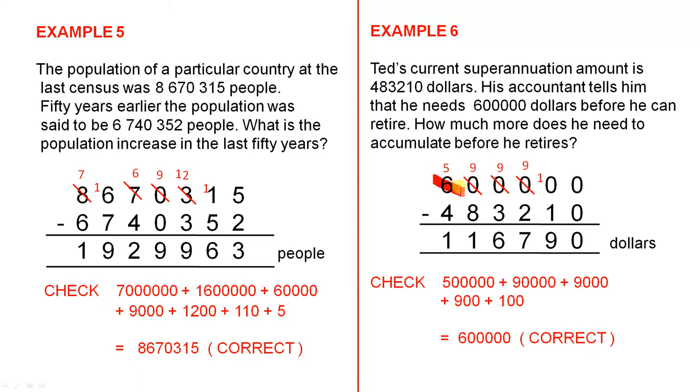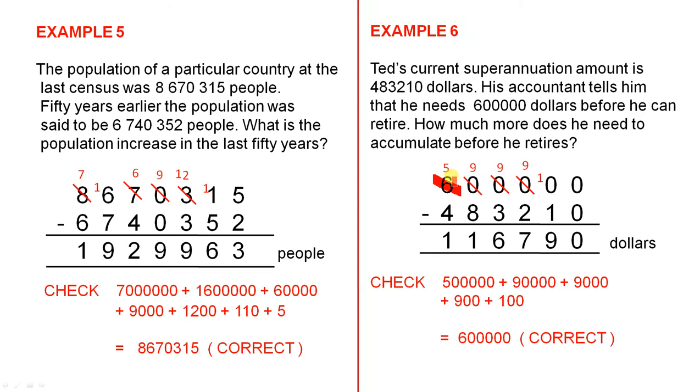Cross the 6 off there, and that becomes a 5. So 0 take away 0 is 0. 10 take away 1 is 9. 9 take away 2 is 7. 9 take away 3 is 6. 9 take away 8 is 1. And 5 take away 4 is 1.